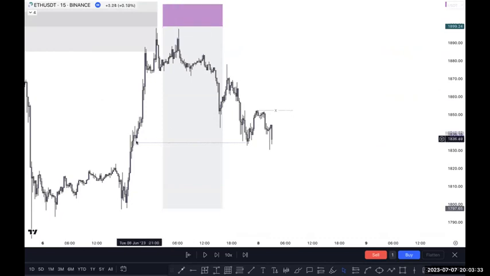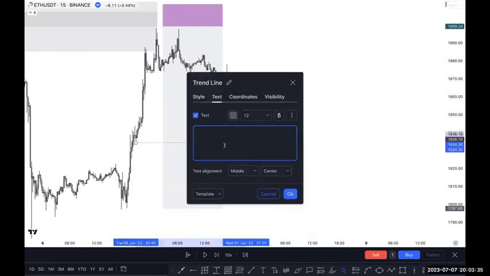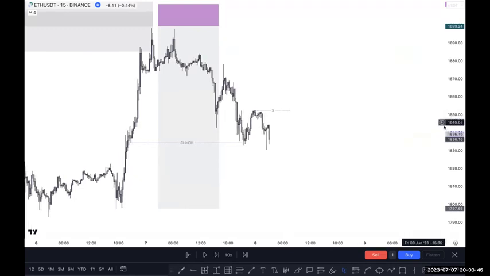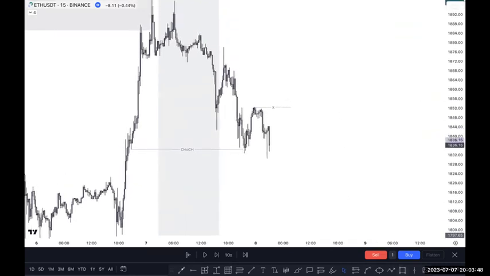Okay. So this one is our chalk. And after the chalk, we need inducement. Inducement is here. And after taking out the inducement, we can sell. And the first POI is what we call the decisional. So where is our decisional POI at this point?